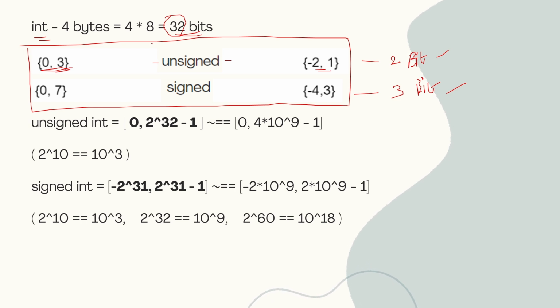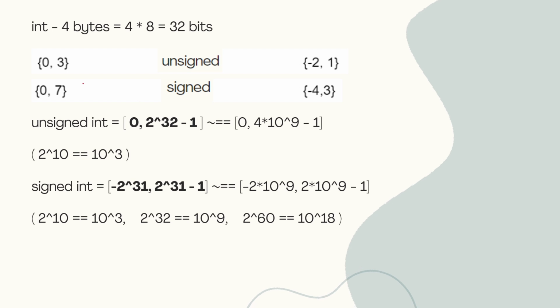For unsigned int, I want to know the range similarly like this. And for signed int also, I want to know the range something like this. Just like how I got it for 2 bit and for 3 bit, I want to know for 32 bit. What is the range?